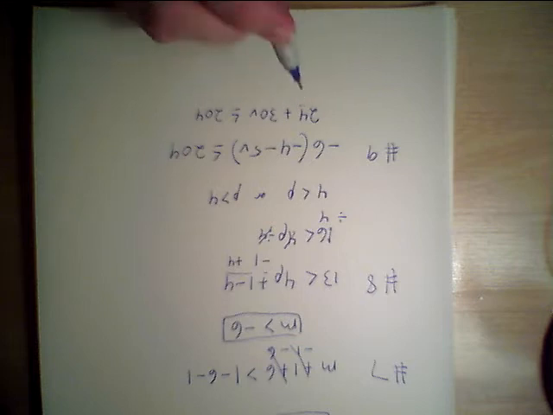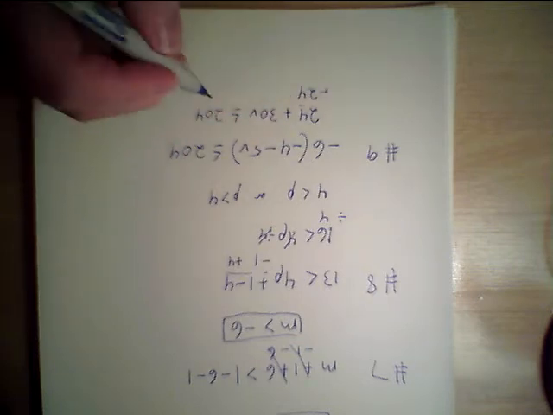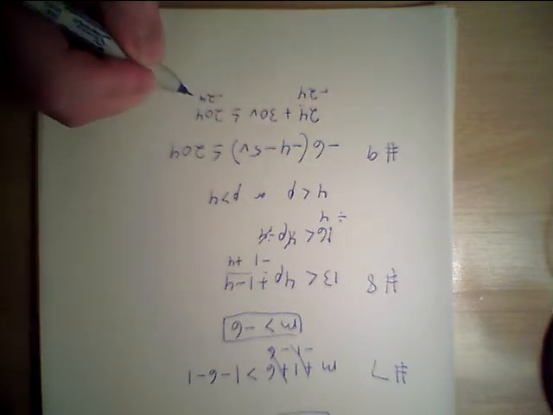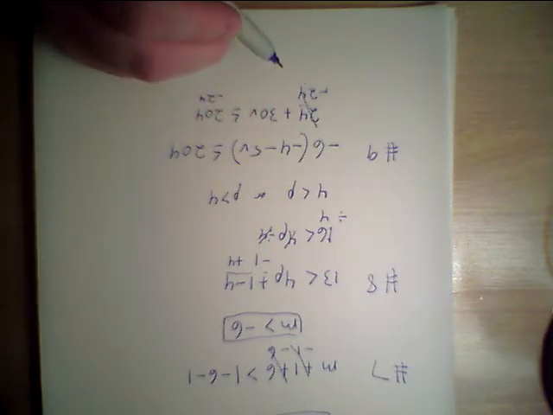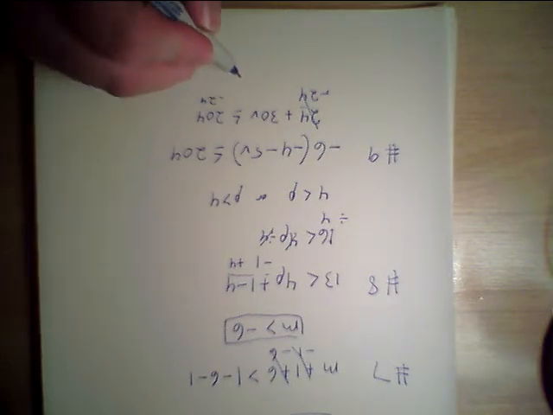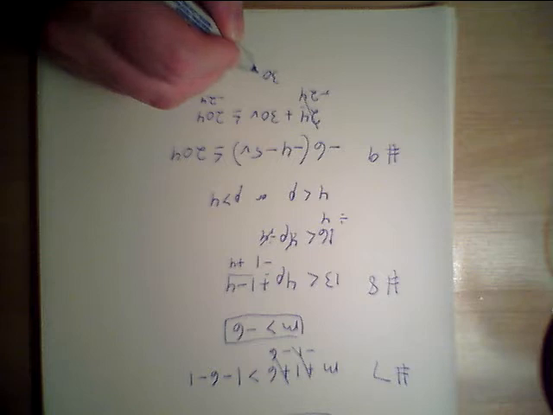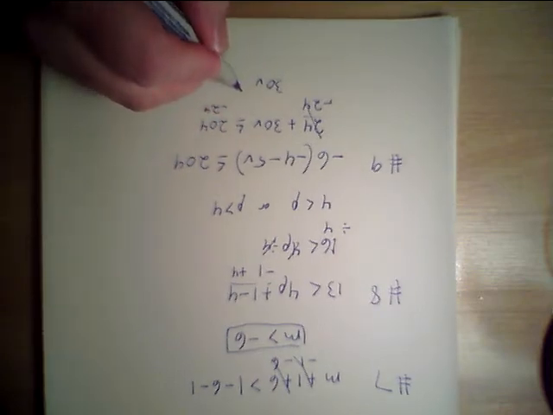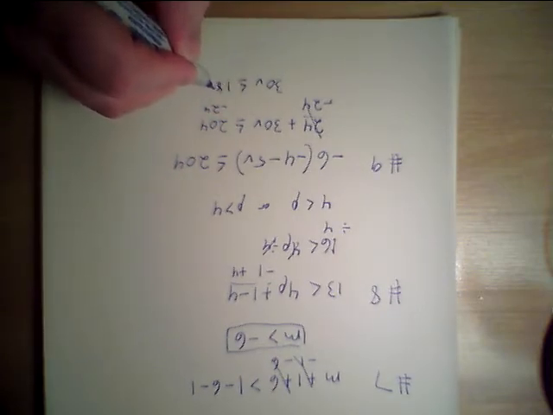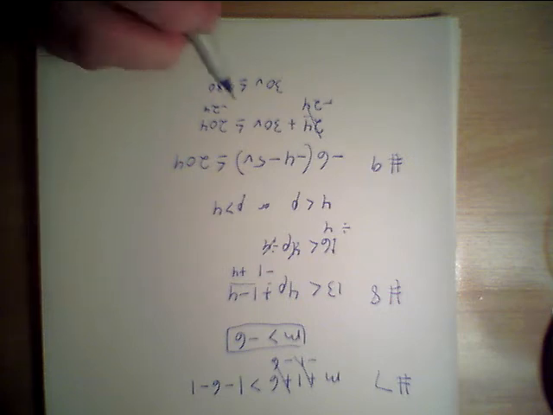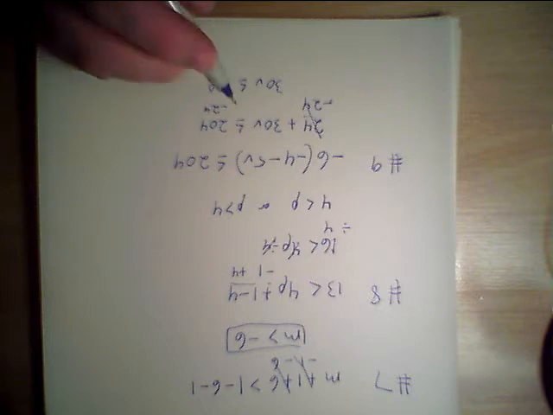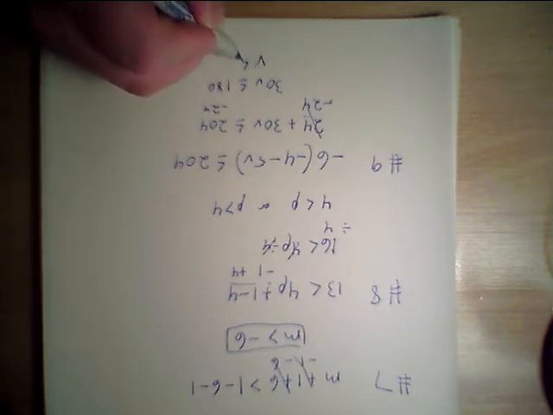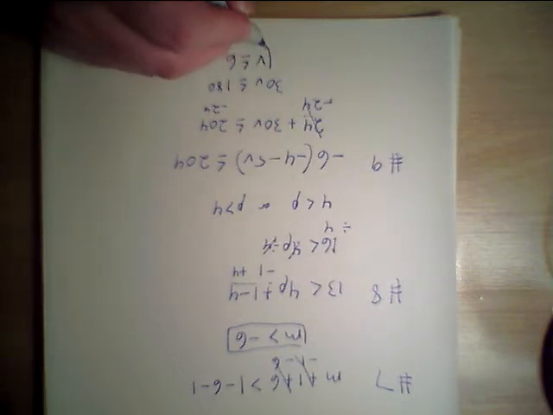Now we can subtract 24 from both sides. Okay, this is going to cancel, and then we have 204 minus 24, which is 180. So we have 30v is less than or equal to 180. And then we'll just divide both sides by 30. So we get v is less than or equal to 6.